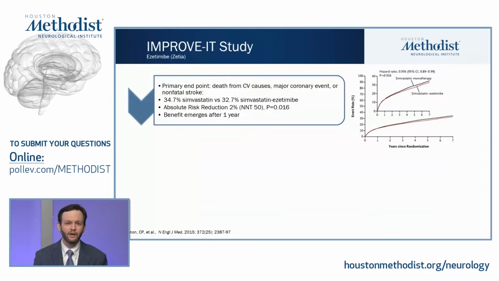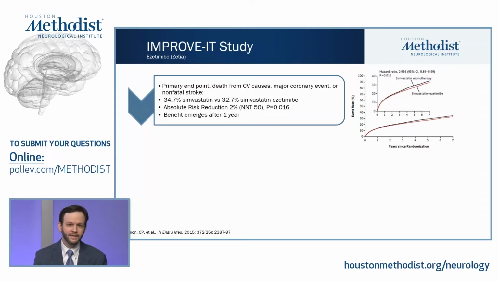And in terms of primary endpoints, the event rate was higher with simvastatin alone and decreased in the treatment arm, 32.7% with simvastatin and ezetimibe. It correlates to an absolute risk reduction of 2%, and in other words, the number needed to treat to show some benefit would be 50, and that was clinically significant. And you can see with the Kaplan-Meier curve there that the benefit emerged after 1 year.